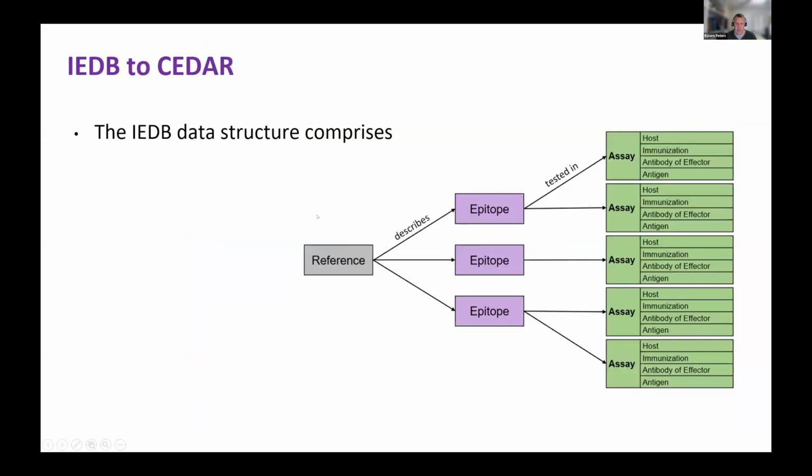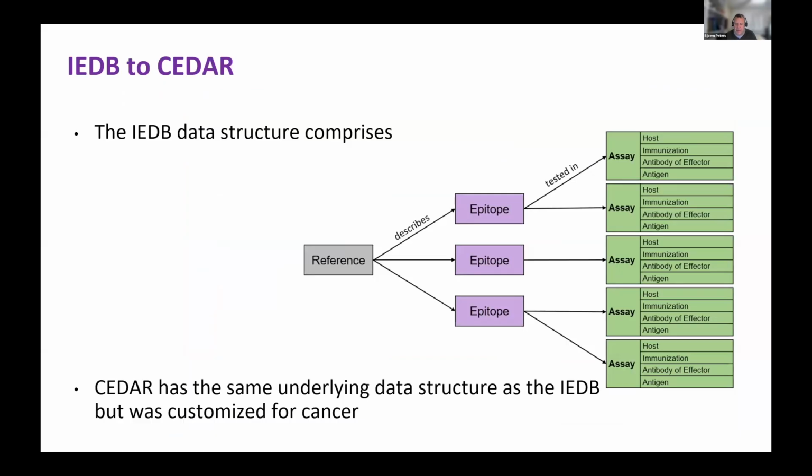So this is the IEDB data structure, and CEDAR shares the exact same underlying data structure, but it was expanded to have a more accurate representation of the kinds of information that are important in cancer, like the tumor type, stage, and things like that. That's where I'm going to hand it over to Zeynep, who's going to talk about how we took this basic data structure and expanded it specifically to make it relevant for cancer. Zeynep?